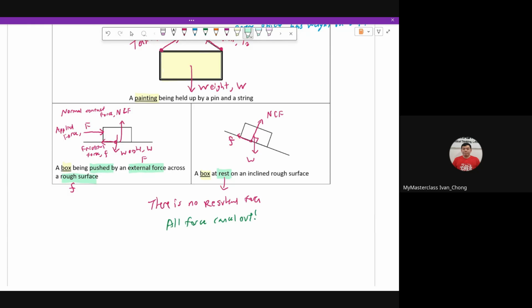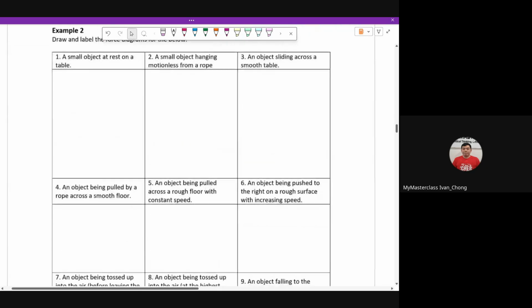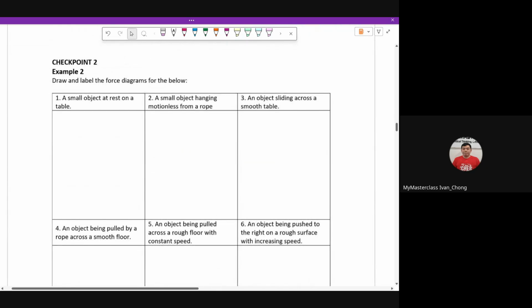And you do have a rough surface, so I must have some form of friction. Okay, so because of that, your three forces, even though some of them are diagonal to one another, will actually cancel each other out very nicely. Okay, so next, you can actually try to do the checkpoint itself, but basically, let's talk about this question.